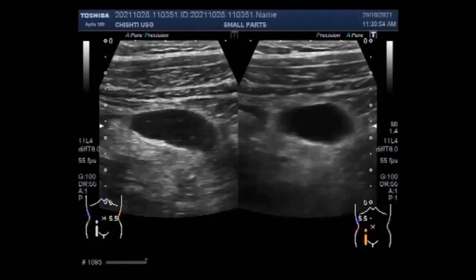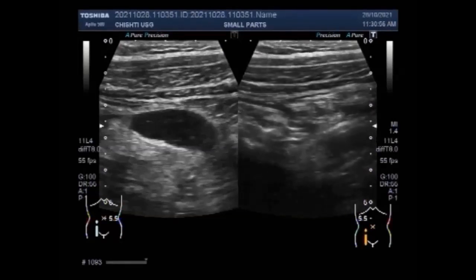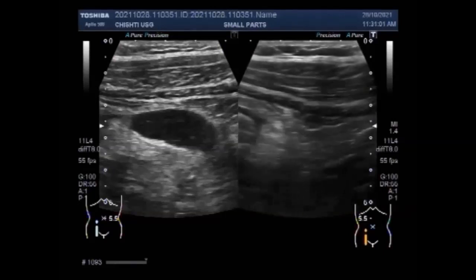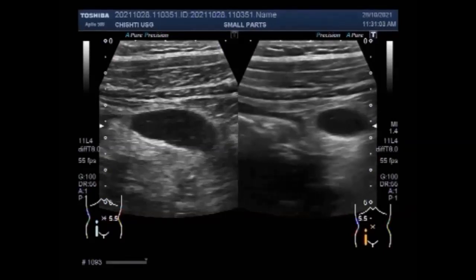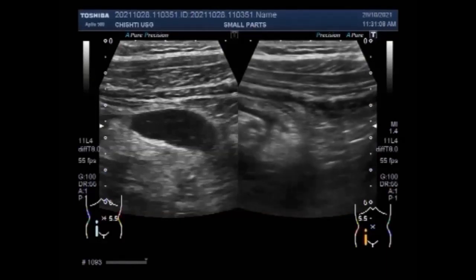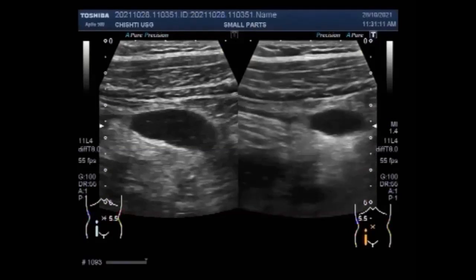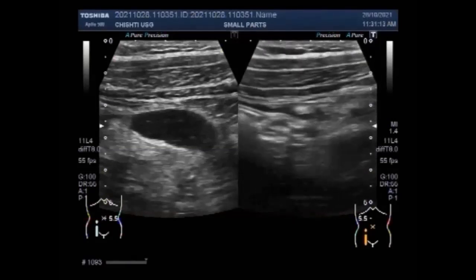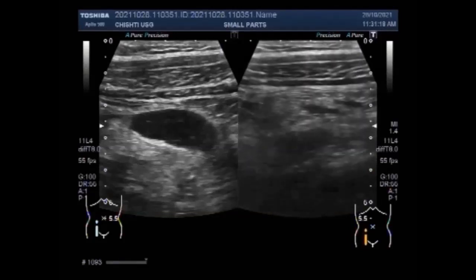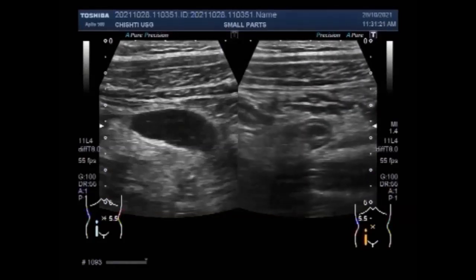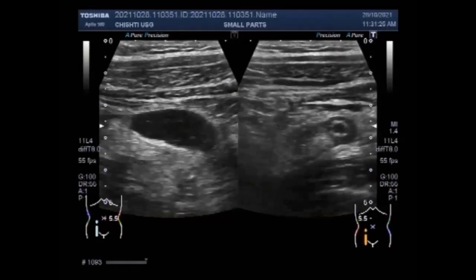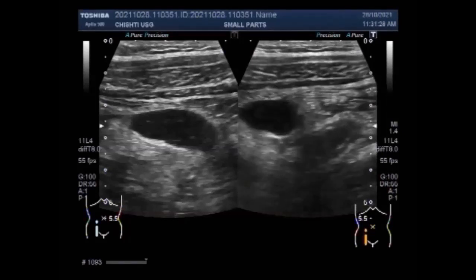Now this is the sigmoid colon, and the fluid is seen superior to the sigmoid colon. Now by sweeping the probe around the appendix, around the sigmoid colon, you will see the inflamed appendix. Now this is the vertical view of the inflamed appendix. Now by sweeping the probe, you can see the transverse view also.